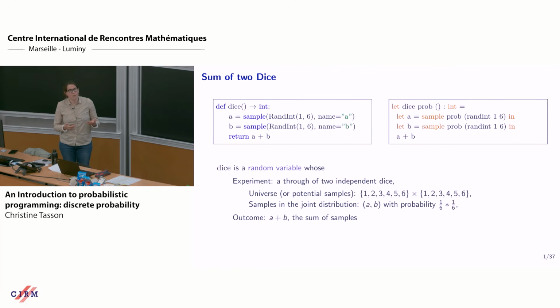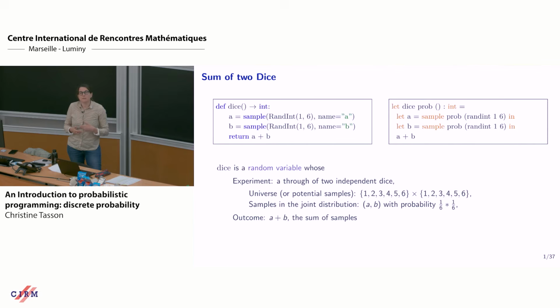When I describe a random variable, I need a probabilistic space, which is described with a universe. The universe is the set of potential samples. Here, my universe is just the Cartesian product of 1 to 6 with 1 to 6. The probability associated to each sample is the joint distribution. If I take A equal 3 and B equal 4, I will get that with probability 1/36.